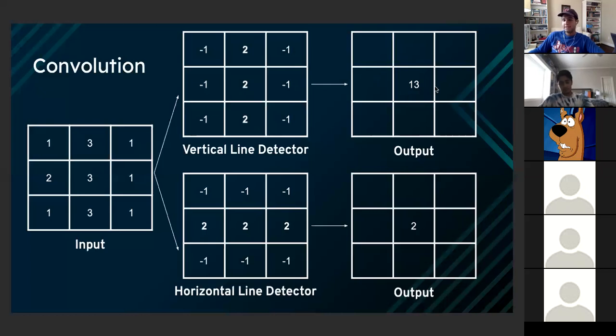It yields a 13. Interesting, right? It yields a 13. That's a pretty high number. However, if we try to pass a horizontal line detector over this, is there a horizontal line in this image? No, right? We don't have a very clear pattern as to a horizontal line inside of this input, and hence it returns a very low number. It returns a 2.